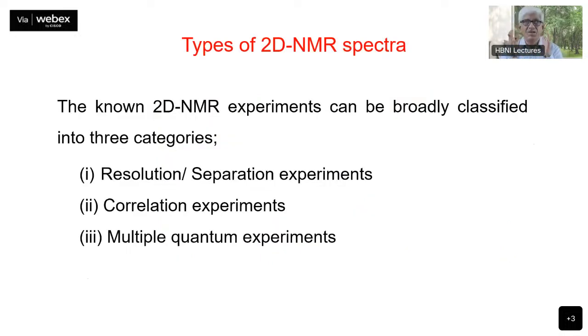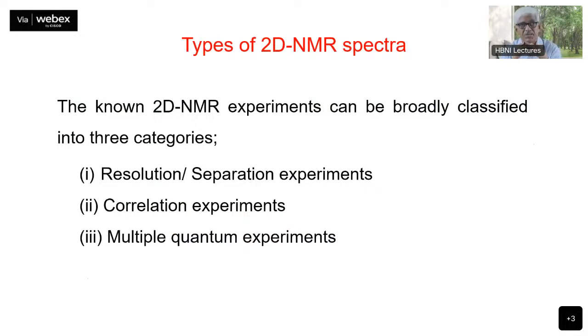Okay, now there are different kinds of 2D spectra. The known 2D NMR experiments can be broadly classified into three categories: resolution and separation experiments, correlation experiments, and multiple quantum experiments. By and large, the most popular ones are the first two, the resolution and separation experiments and the correlation experiments. Multiple quantum experiments are used in some situations. Remember, I'm not talking about multiple quantum filtered experiments, which are a different category. The correlation experiments can have multiple quantum filters. That is a different matter.